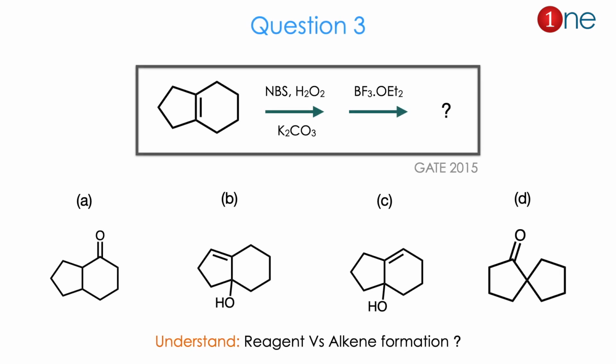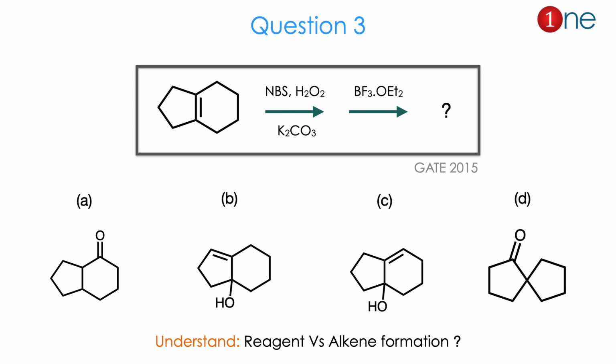Then question number 3. The starting material is cyclopentane, which is attached with another fused cyclohexene. Both are connected by a double bond there. The fusion has a double bond there. The reagents you are using are NBS and hydrogen peroxide and potassium carbonate. Then you are using BF3 and OEt. They ask you to find the product.